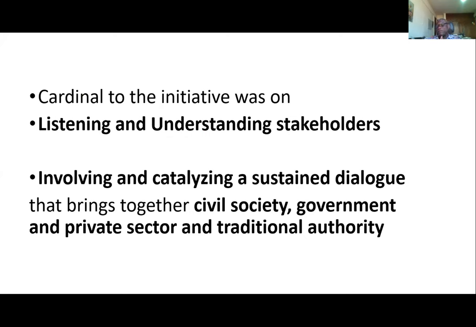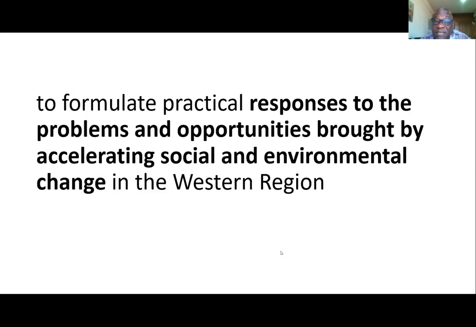The cardinal to this initiative was listening carefully to the people that we have to work with, that is the stakeholders, understand them and involve them in every step of the way, as well as to catalyze dialogues that bring together civil society, government, private sector, and the traditional authority, which most of the time gets lost in the governance architecture in any place because government takes over a lot. But the success of our project was to involve all these arms of governance in order that we see the light at the end of the tunnel. It also helped us to formulate practical responses to the problems and also the opportunities that are brought by accelerating social and environmental change in the Western region of Ghana.